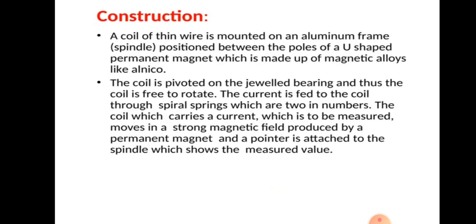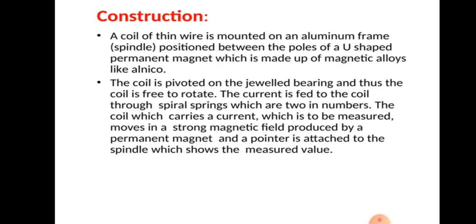The second point is the coil is pivoted on the jeweled bearing, and thus the coil is free to rotate. So the coil should get rotated when the magnetic field is applied on that coil. For that purpose it is not fixed at that point, it is jeweled on a bearing. So why do we use a bearing? Because it should get rotated easily according to the magnetic field which is applied to the coil.